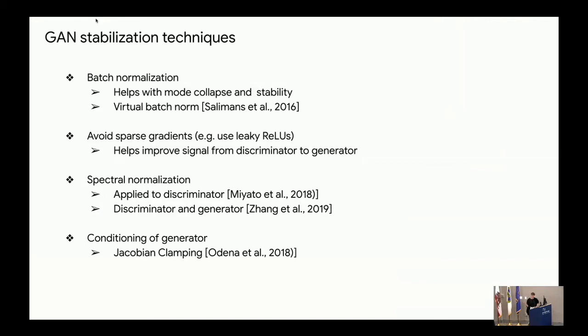So this is a cool paper also, I think worth reading, but basically they looked at the conditioning of the Jacobian of the generator, and I think they found empirically that poorly conditioned generators were very predictive of different sorts of metrics that people use to evaluate generative models.